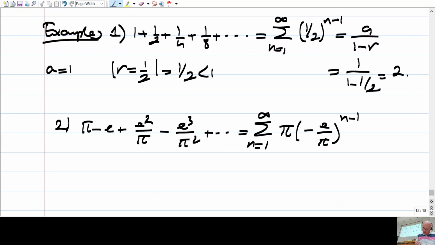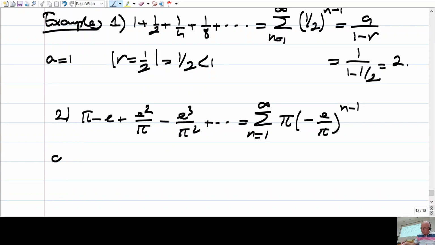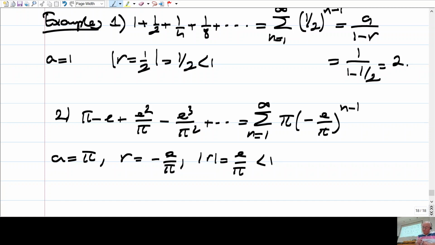So here, this is again a geometric series. A is just pi, and r is minus e over pi, and r in absolute value is of course e over pi. E is 2 point something, pi is 3 point something, so this is less than 1. Therefore, this is just a over again 1 minus r. So a is just pi over 1 minus r.